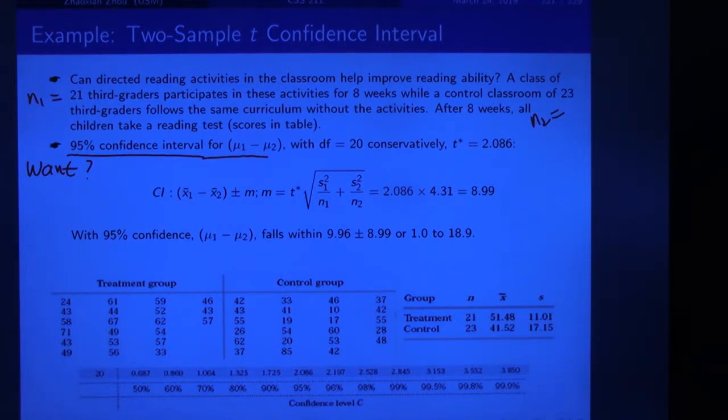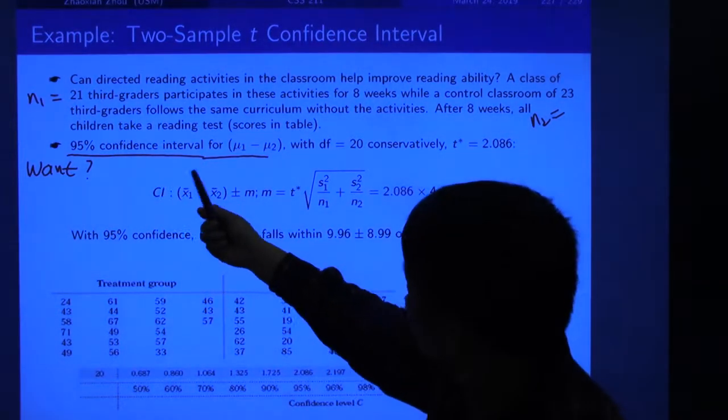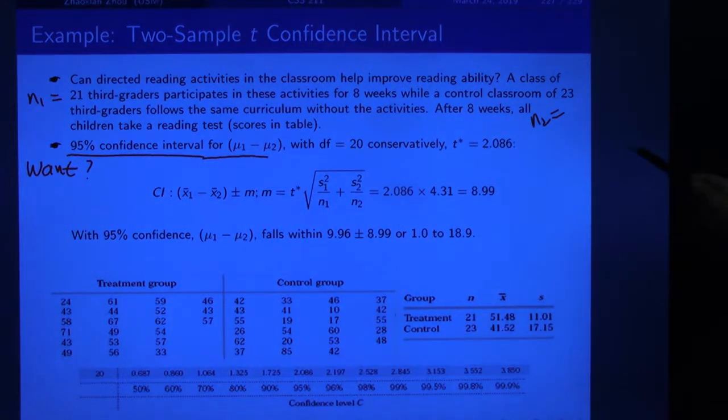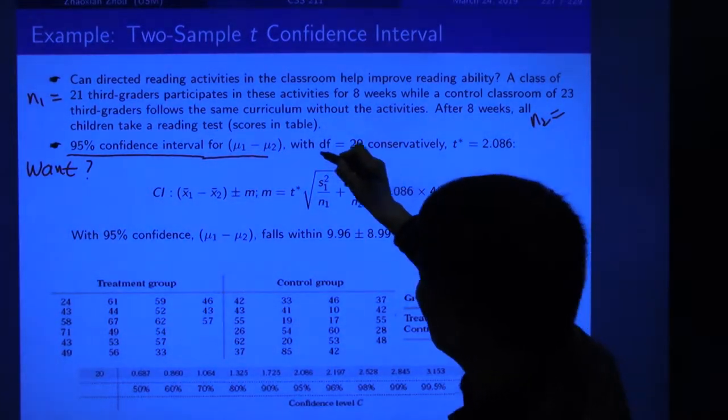First, we need to consider the degrees of freedom. The degree of freedom here, df1 equals 21 minus 1 equals 20, and df2 equals 23 minus 1 equals 22. So we are going to use the smaller one. That means df equals 20.